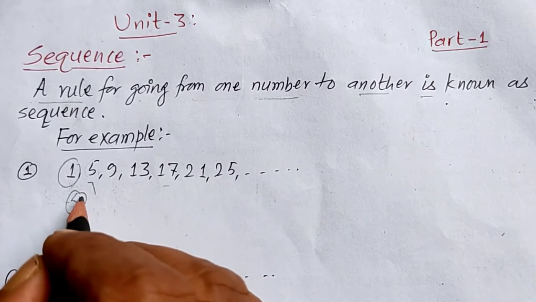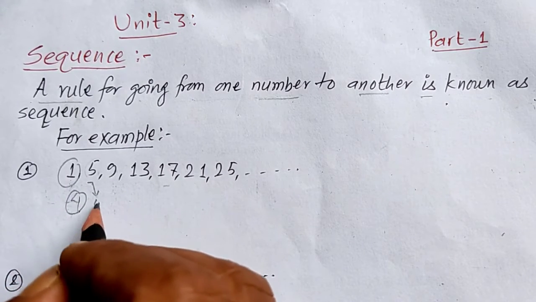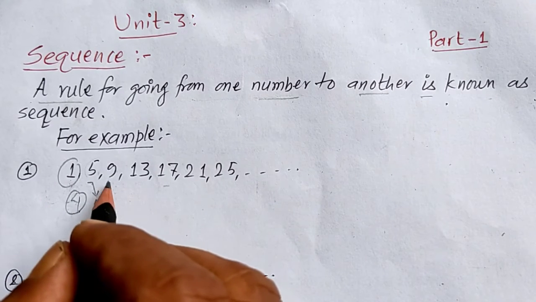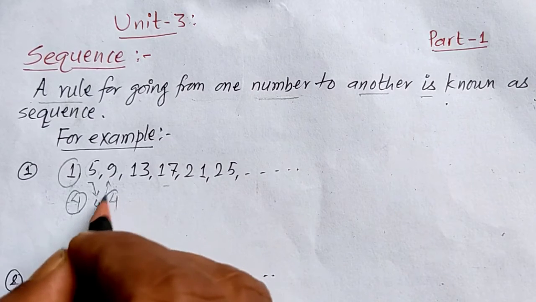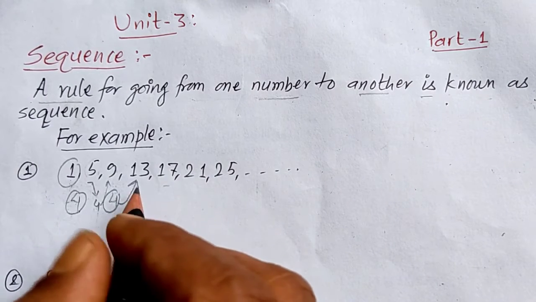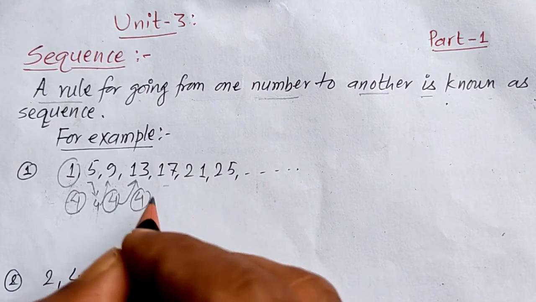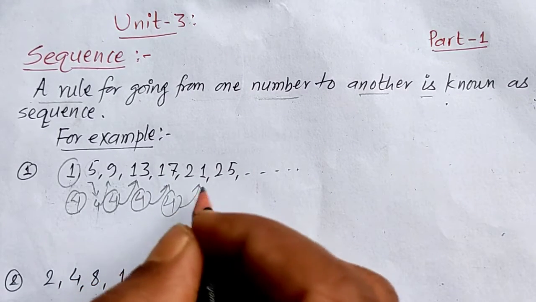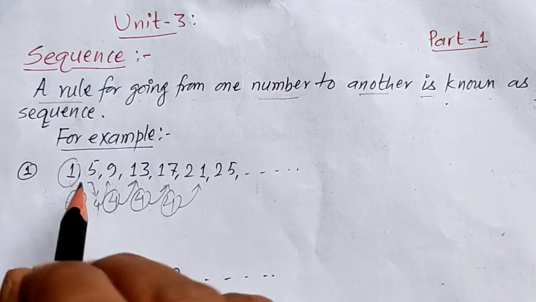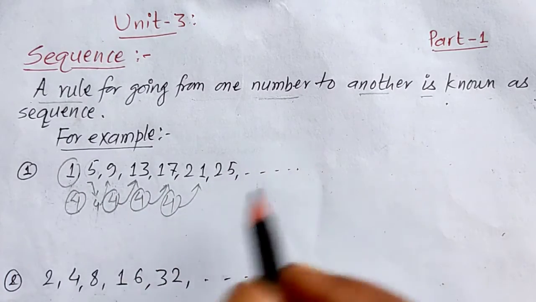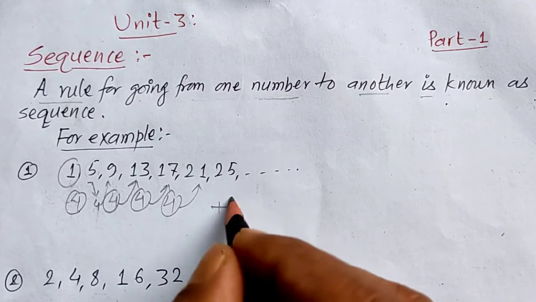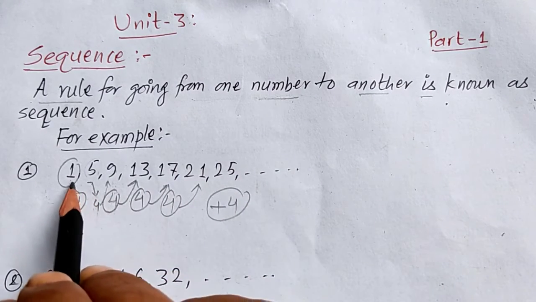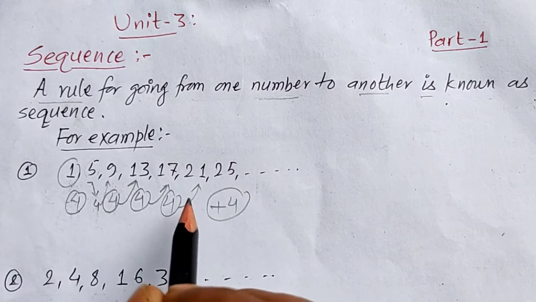Similarly, if you add this same 4 to 5, you will get 9. Again, in the third term, if you add 4, the next term is 13. Again, if you add 4, you get 17. To 17, if you add 4, you get 21, and so on. That means in this arrangement, a constant number, plus 4, is added to each term, and we have obtained a series of numbers.